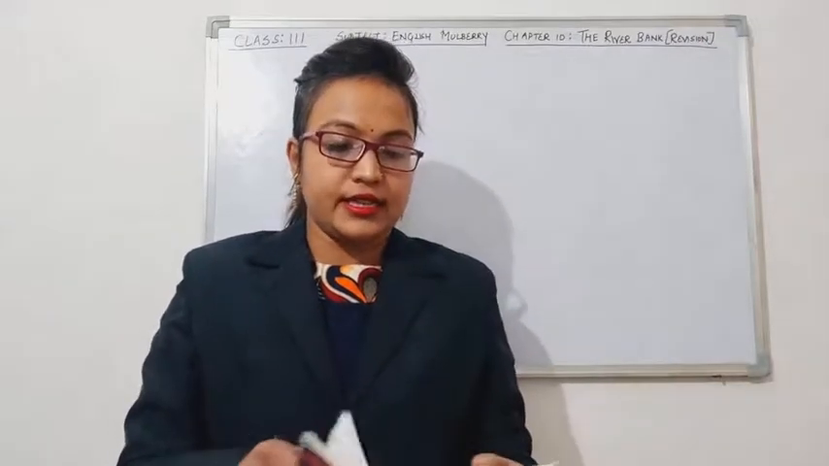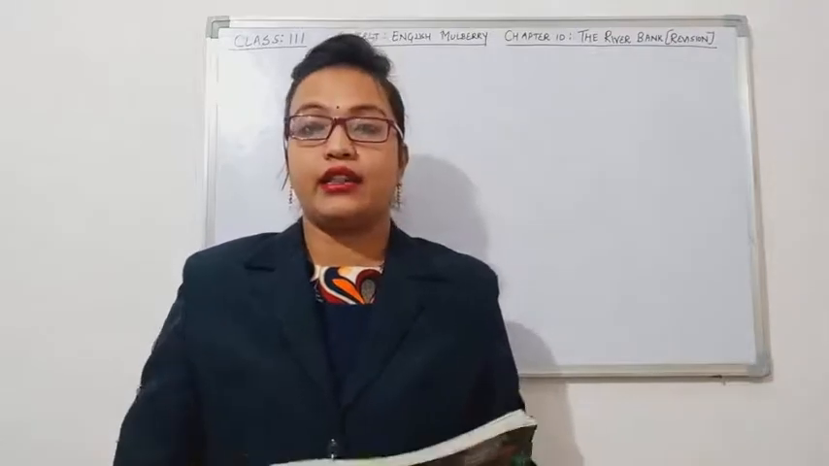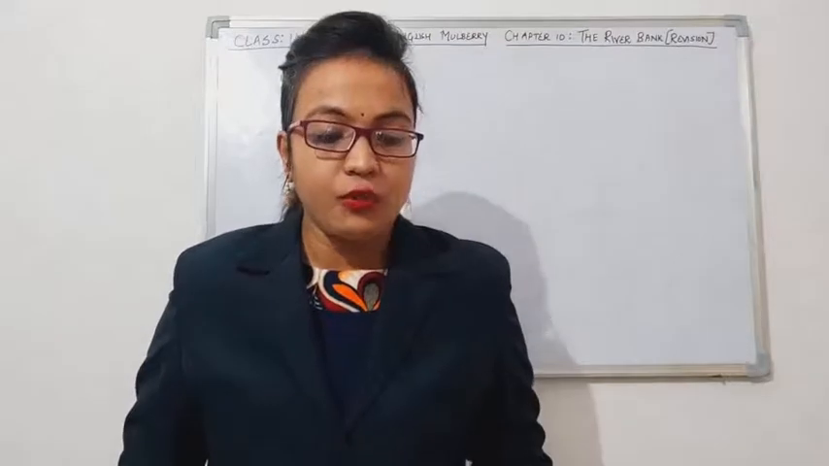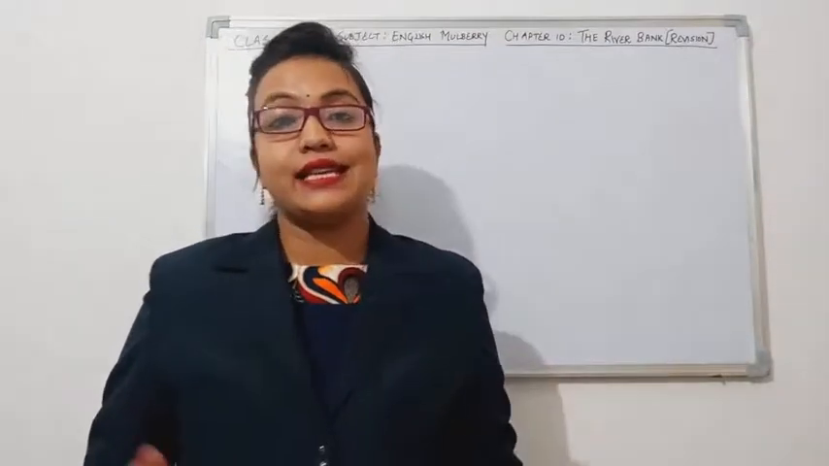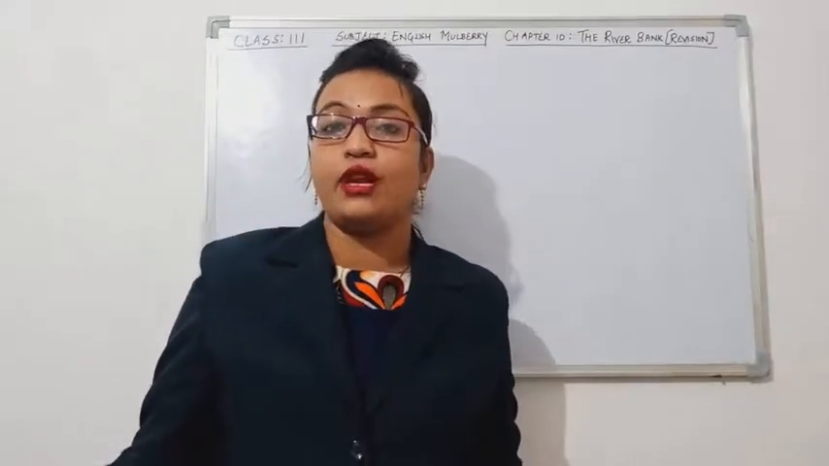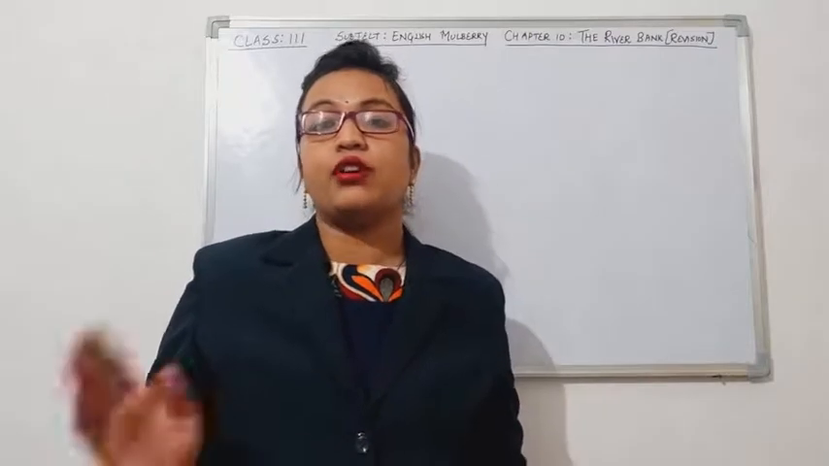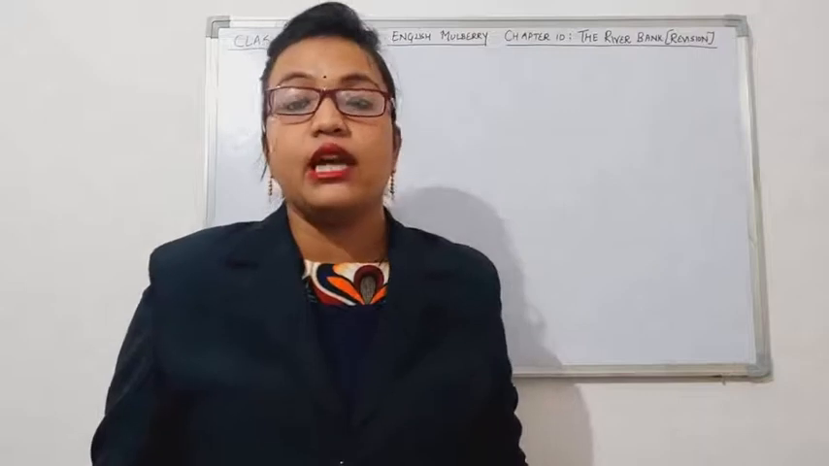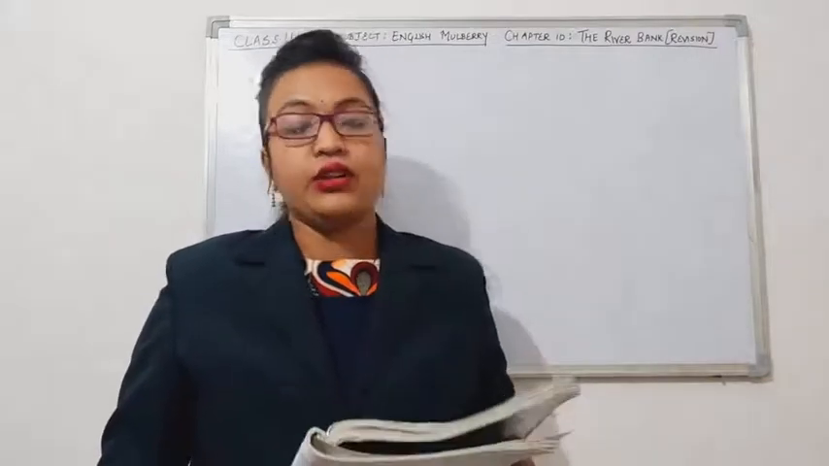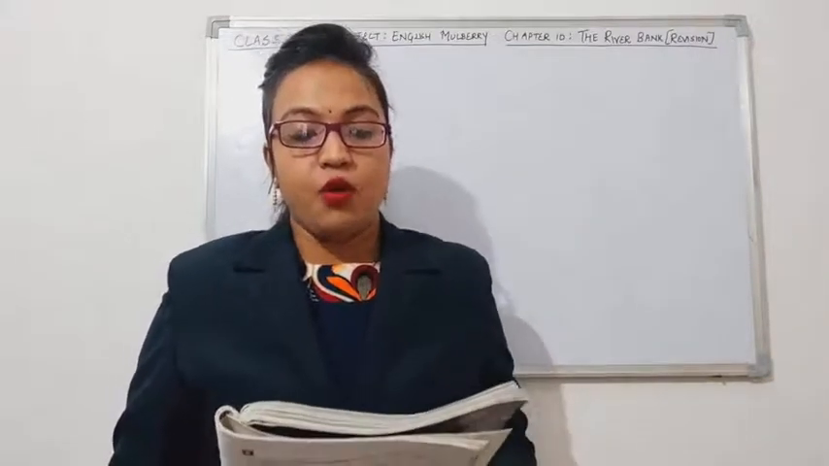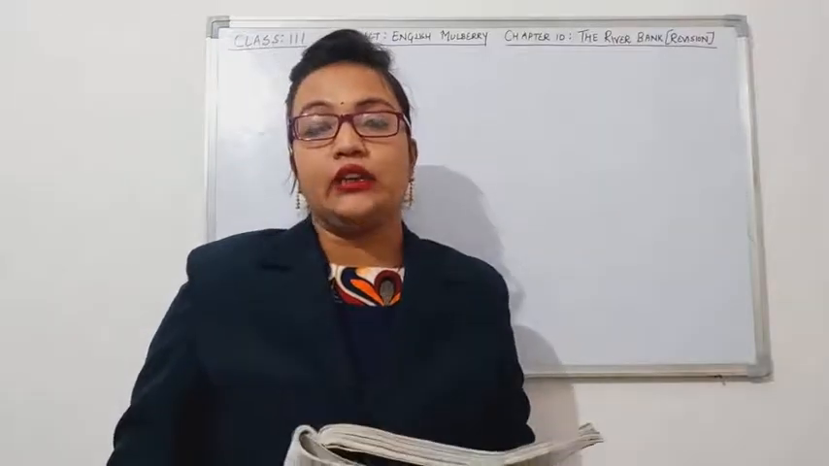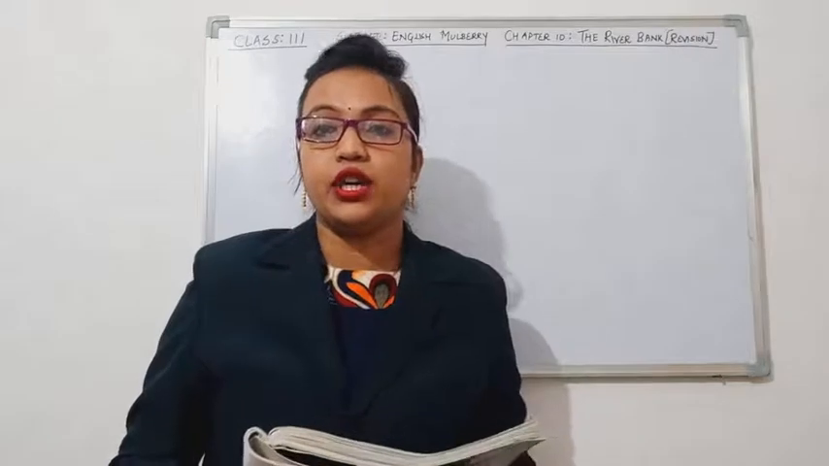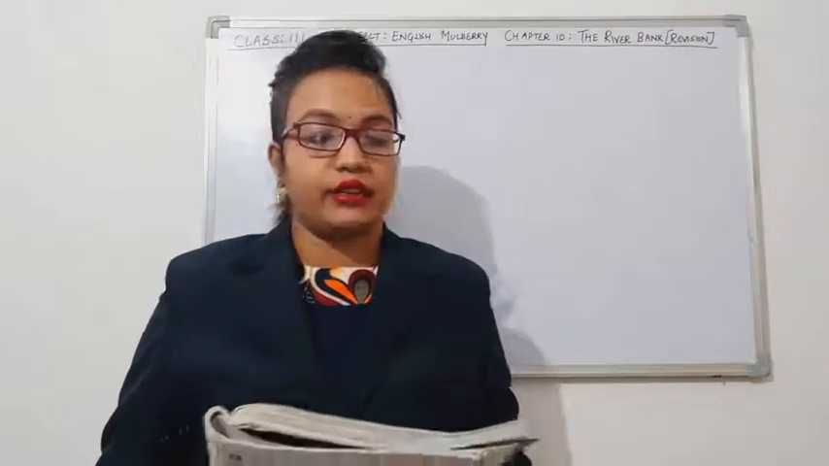The next exercise is read, reflect and write. In this we have 4 more question answers. First question, why did the mole sit and look at the river? As he had not seen any river before in his life. He has seen the river for the first time in his life, so he was fascinated by the beauty of the river. That is why he looked at the river. The answer is, the mole had not seen a river earlier in his life. He was fascinated by its beauty, so he sat and looked at it.